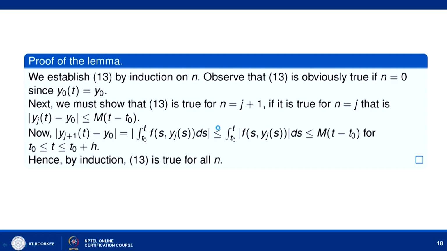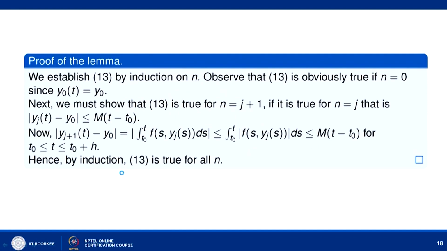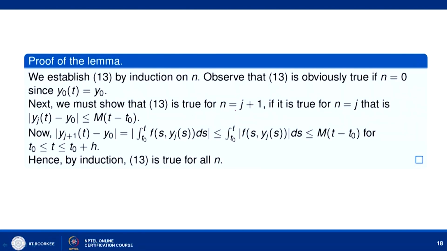Observe that this is always true for n equal to 0. In fact, for n equal to 0, y_0(t) is nothing but y naught, so this is trivially true. Next, we must show that this condition is true for j plus 1 if it is true for j.